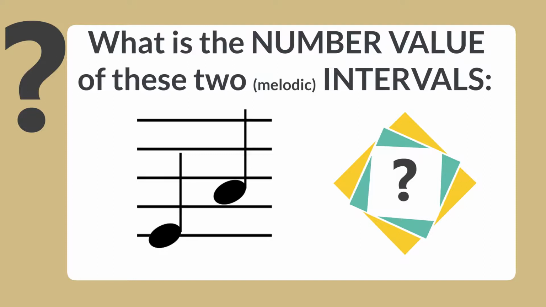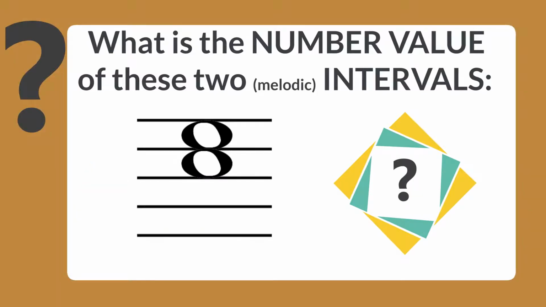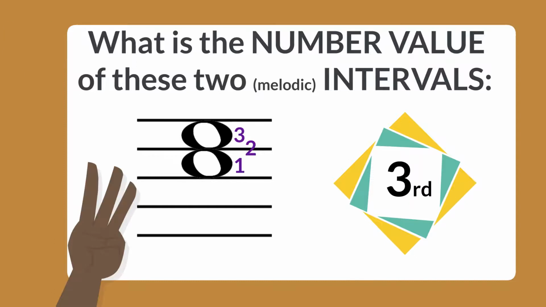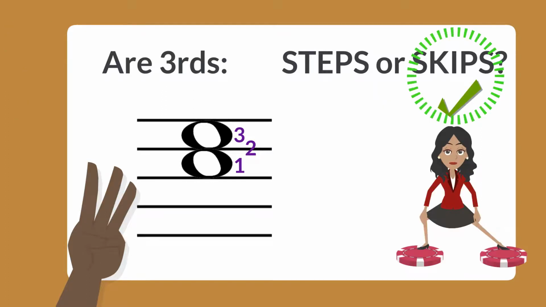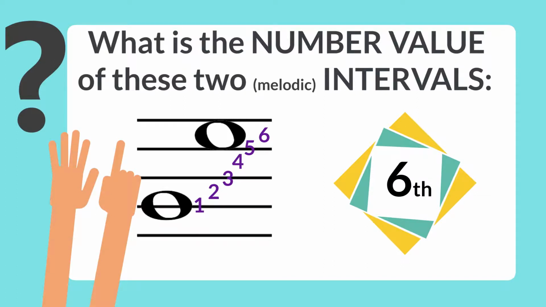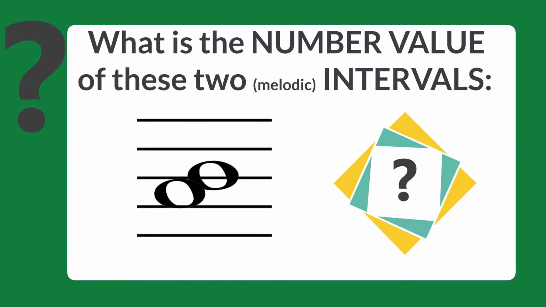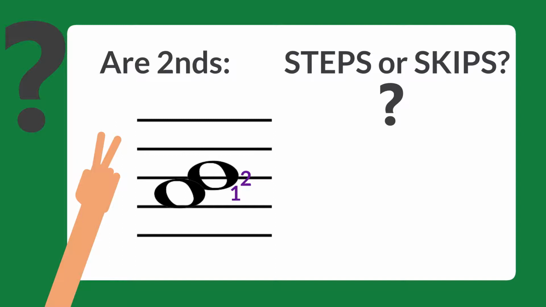What is the number value of these two intervals? A fourth. What is the number value of these two intervals? A third. Are thirds steps or skips? Skips. What is the number value of these two intervals? A sixth. What is the number value of these two intervals? A second. Are these steps or skips? Steps.